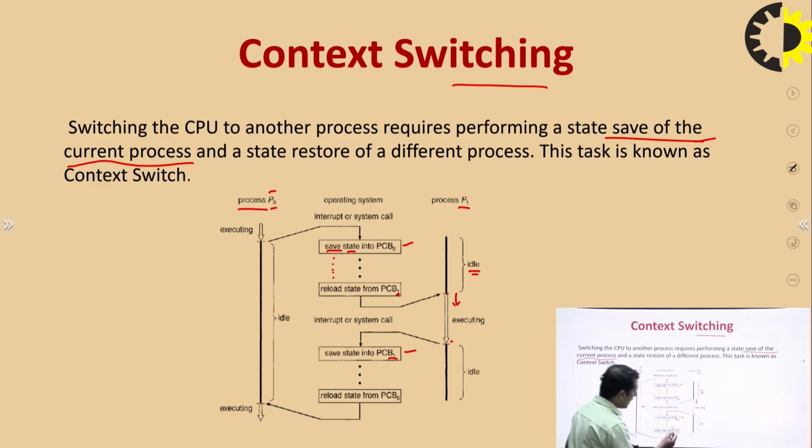At this time again the CPU becomes idle for some time. This is again overhead. Then we reload the state, as we again want to execute process P0. So we reload the state from PCB0 and then again execute process P0.